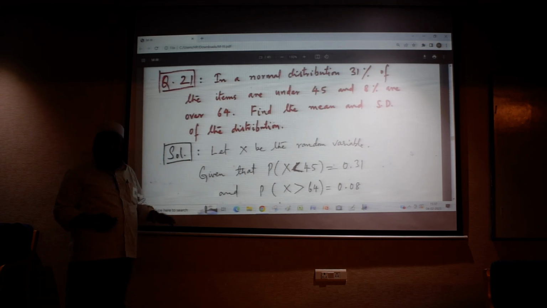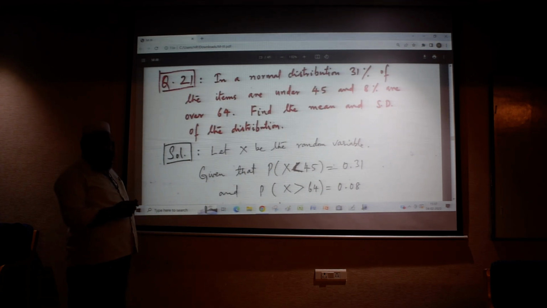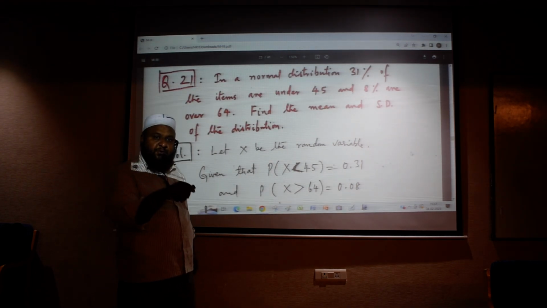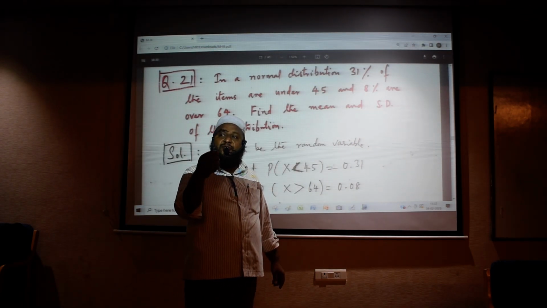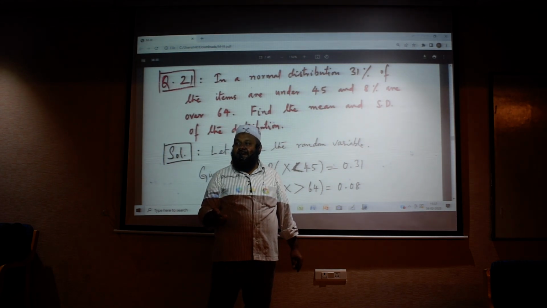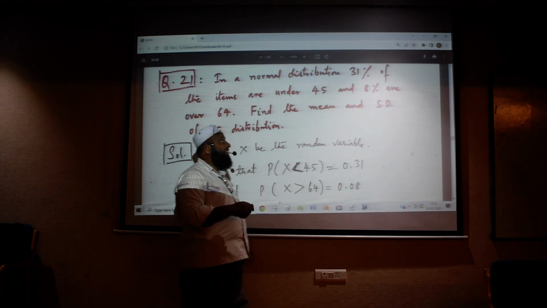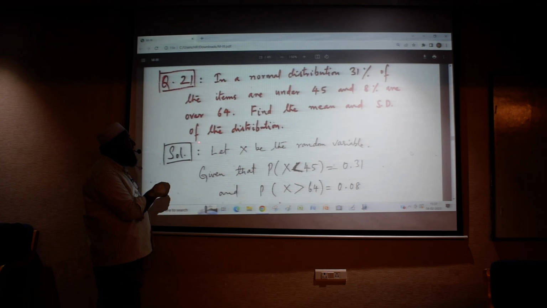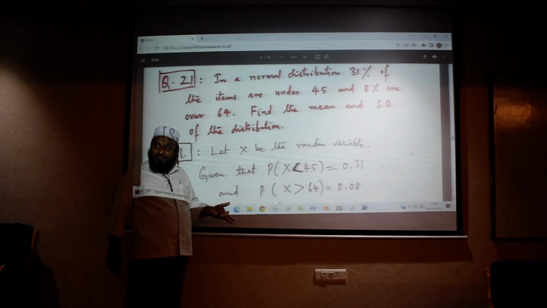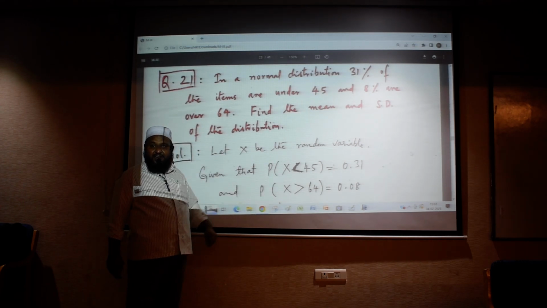Here the pattern of the problem is very different. It is not directly giving the mean and standard deviation. With Z equal to X minus mu by sigma, if you know mu and sigma, you can settle the problem very easily. But here it is reverse. Find the mean and standard deviation of the distribution. It is quite an opposite question now. We have to find the mean and standard deviation.